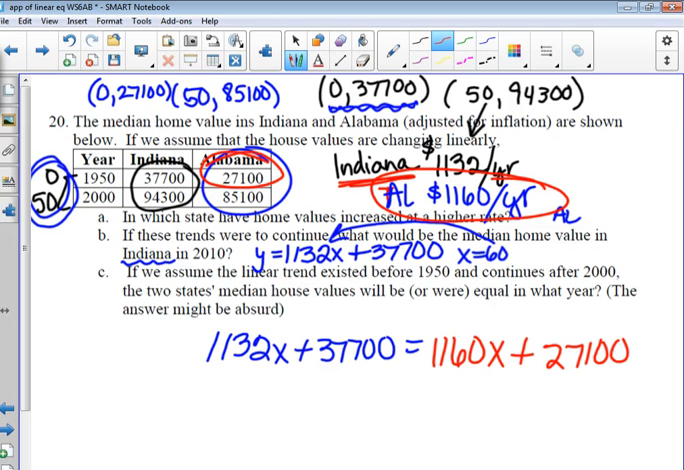Did it come out a reasonable answer? Anybody know? Was it positive? Was it negative? Let's see. It should be positive this time, right? And then you would take that and add it on to 1950 to figure out what year they'd be equal. Did you do that? Anybody get an answer? Alan, did you have an answer? No?